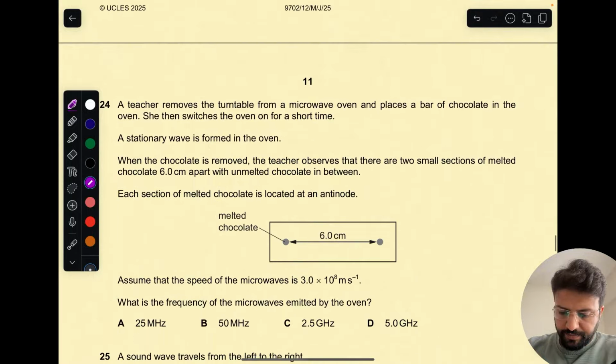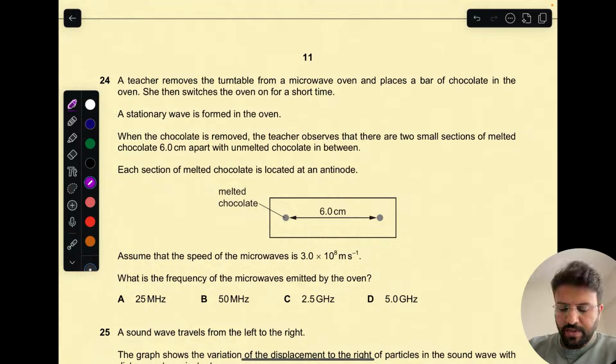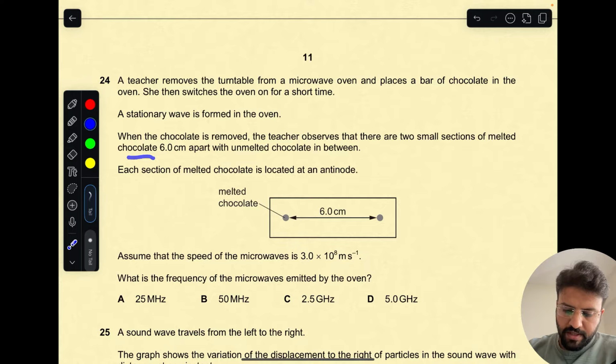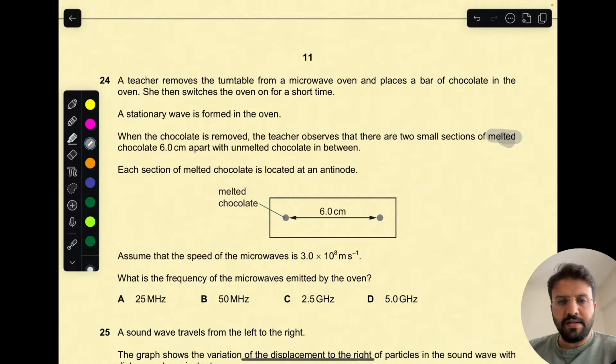In question 24, a teacher removes the turntable from a microwave oven and places a bar of chocolate in the oven. A stationary wave is formed in the oven. When the chocolate is removed, the observer sees two small sections of melted chocolate 6 centimeter apart. Where the chocolate is melted, there is maximum amplitude of the wave and maximum energy delivered, so that point will be the antinode. And as we know, on the corners there are always nodes of the wave.